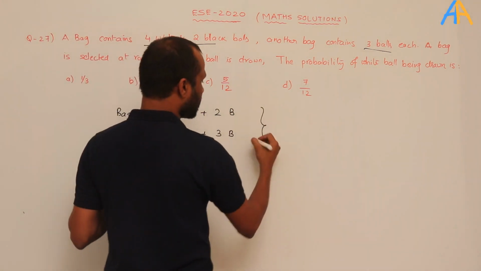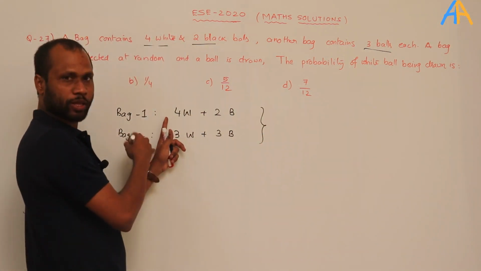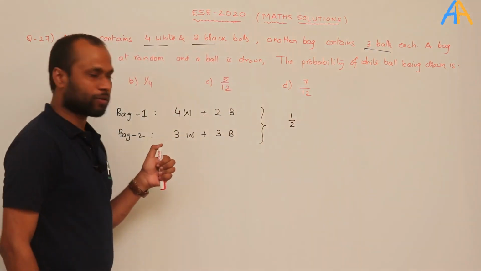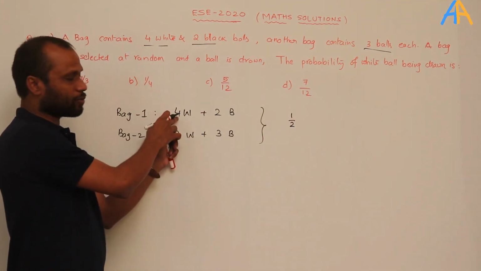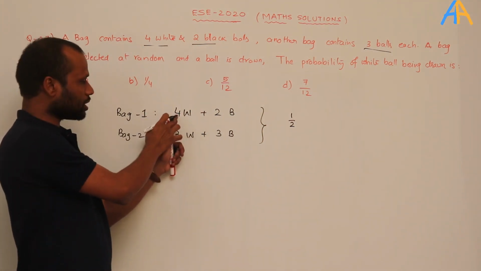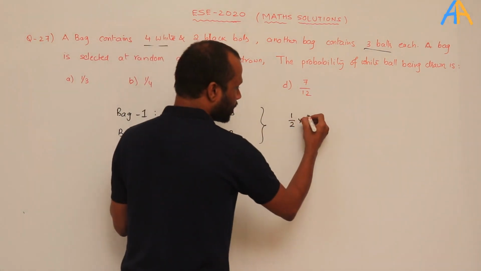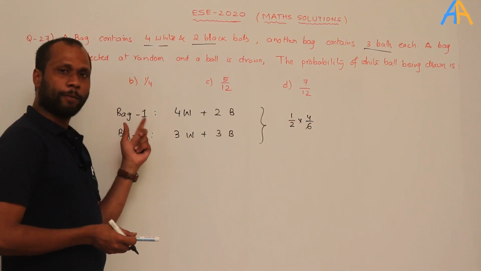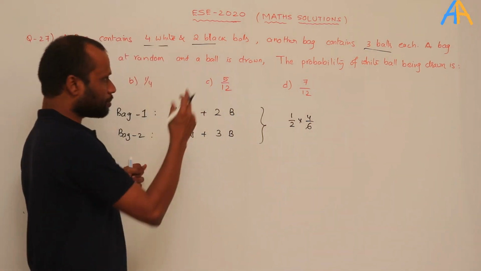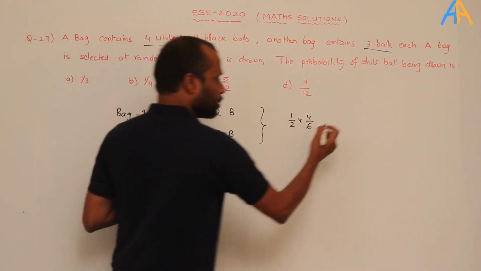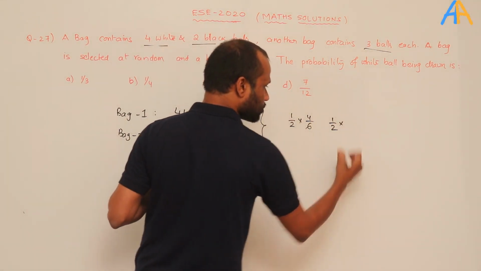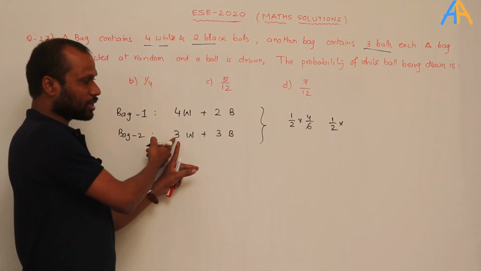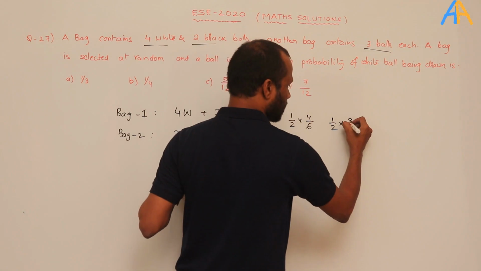What is the probability that bag 1 is chosen out of these two? There are only 2 bags, so the probability of choosing bag 1 is 1 by 2. If you choose bag 1, the probability that a white ball is chosen is 4 by 6. So 1 by 2 into 4 by 6 is the probability that a white ball is drawn from bag 1. Similarly, the probability that a white ball is drawn from bag 2 is the probability of choosing bag 2, that is 1 by 2, into the probability of taking a white ball from bag 2, that is 3 by the total balls, 6, so 3 by 6.